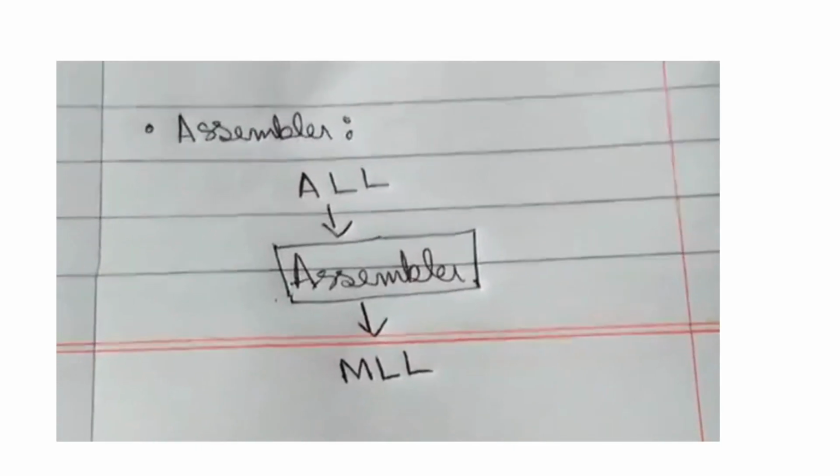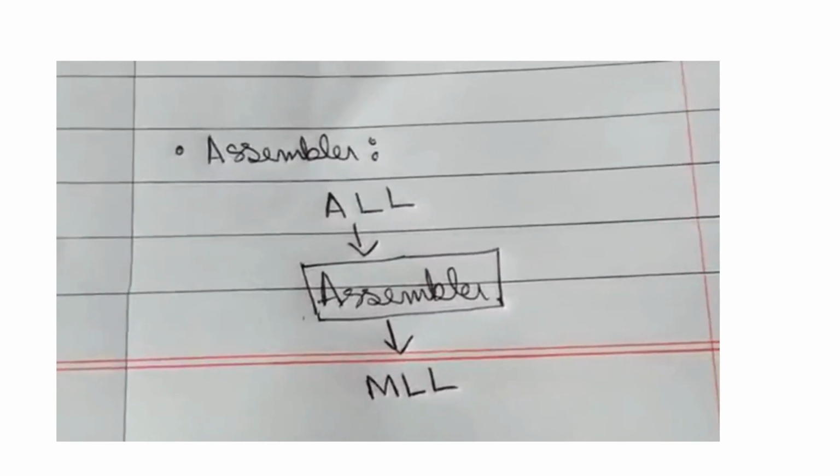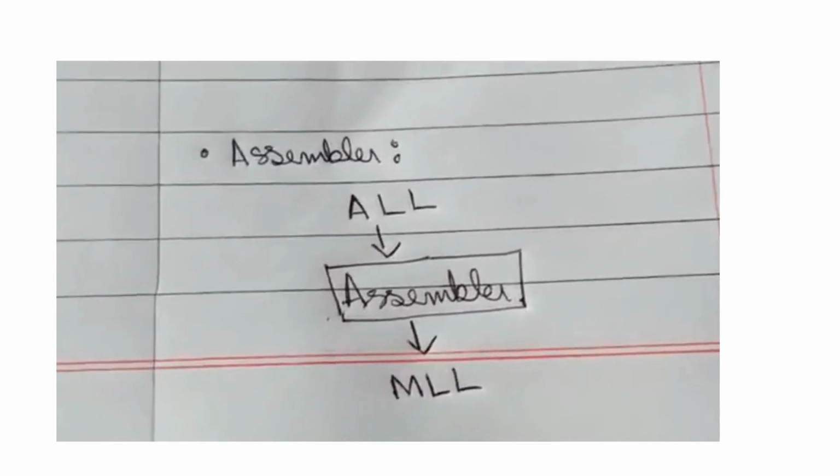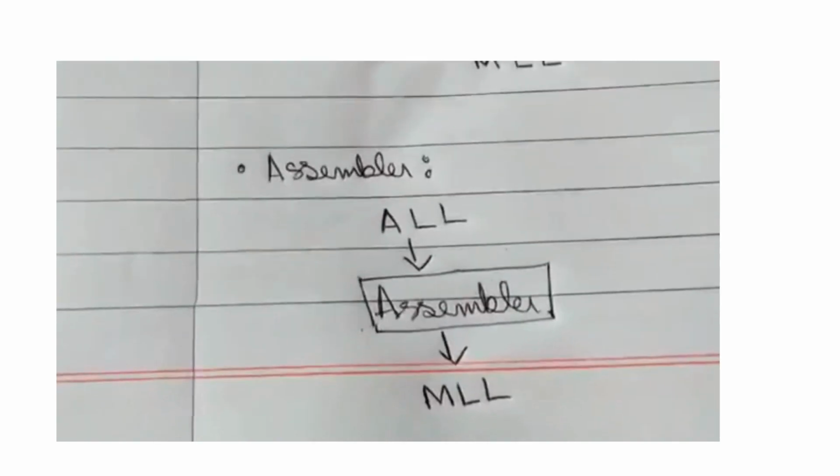Finally, coming to the assembler. An assembler accepts assembly level language as its input and produces machine level language as its output.